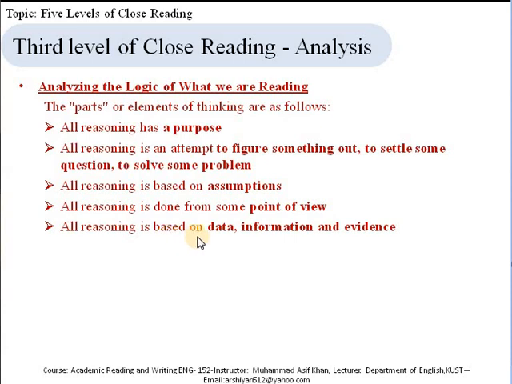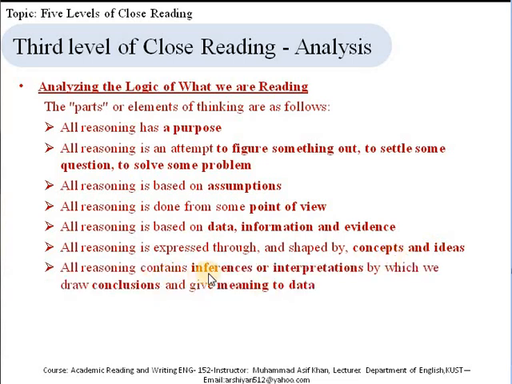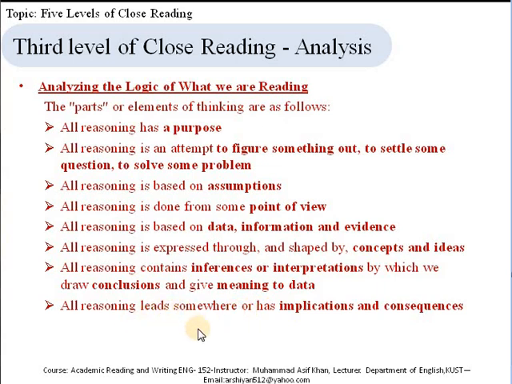And we see that reasoning is based on data, information, and evidence. All reasoning is expressed through concepts and ideas. Another element of thinking is that all reasoning contains inferences and interpretations by which we draw conclusions and give meaning to the data or information being provided to us. And the last element is that all reasoning leads somewhere, or has implications and consequences. When we are reasoning, we are moving towards a solution, a settlement, or towards implications and consequences.